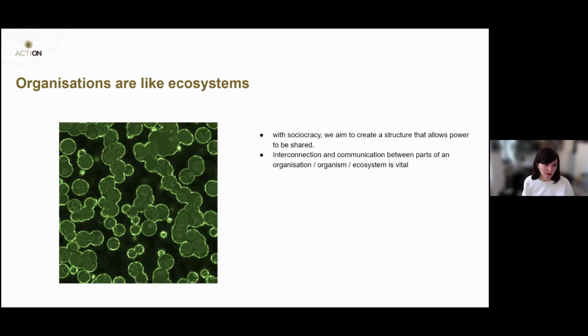Sociocracy, the thing we like about Sociocracy is the movement sees organizations as like ecosystems. And with Sociocracy, we aim to create a structure that allows the power to be shared. So it's okay to have leaders and followers, as long as there's interconnection and as long as there's room for people to voice their opinion and be heard. So this interconnection and communication, which you see in this image, is the vital part of Sociocracy. Later we'll talk about this in a practical way when we go into the case study of our organization.